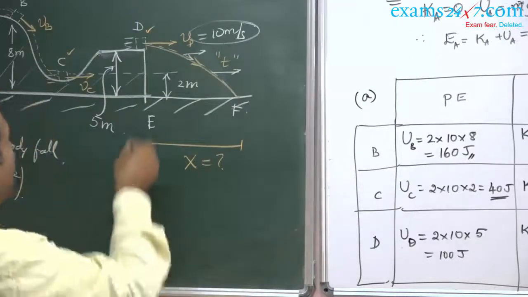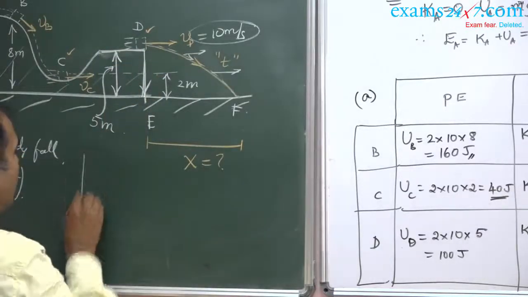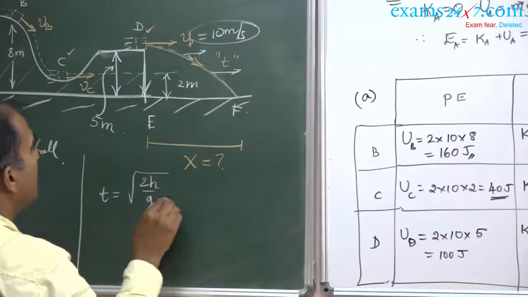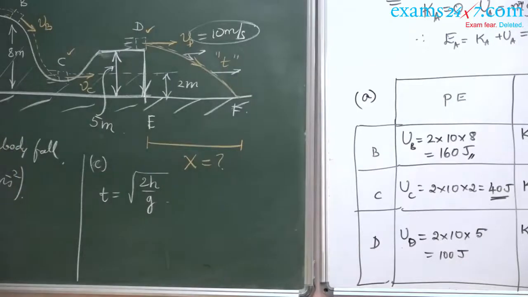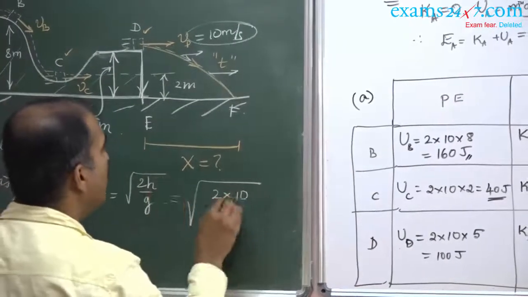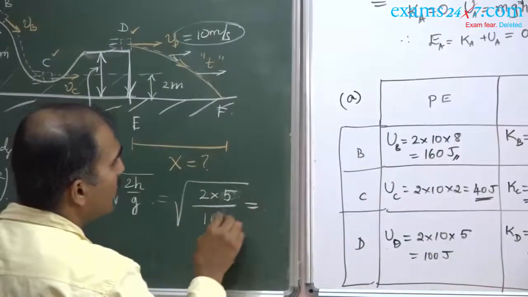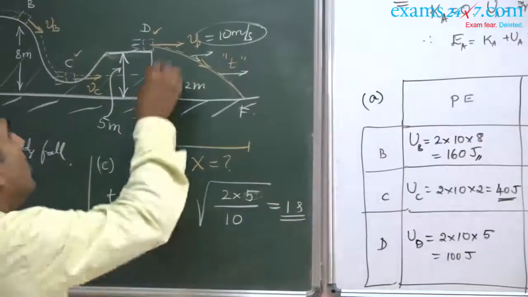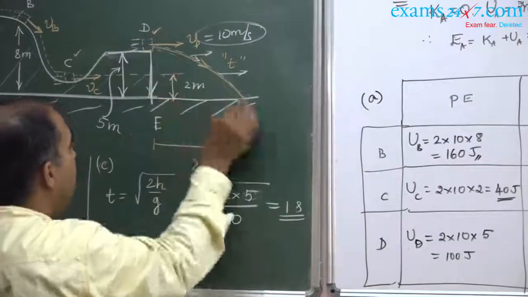So how much time does it take to fall this height? This height is already given as 5 meter. That time is given to be square root of 2h by g. We will answer this in doing part C. That is 2 times h, which is 5, divided by g, which is 10. 10 by 10 is 1. So square root of 1 is 1 second. So it takes 1 second for the body to fall freely under gravity from D to F.